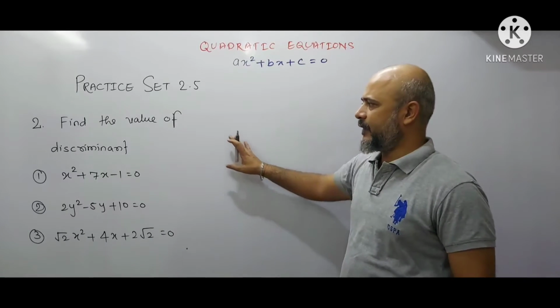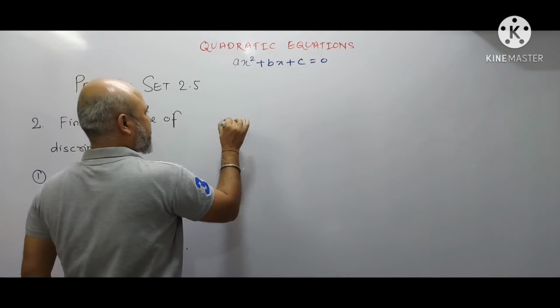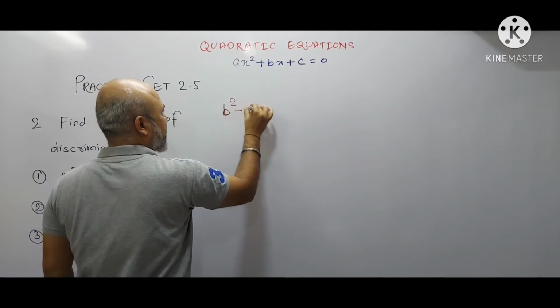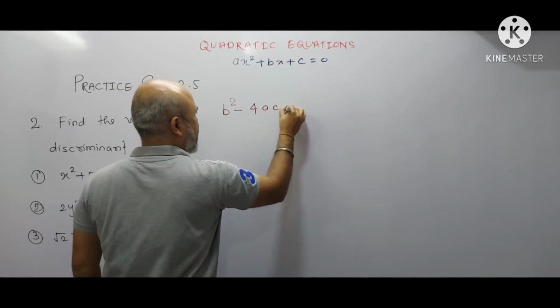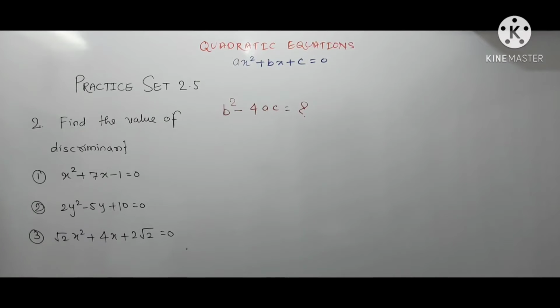Second question is find the value of discriminant. So what is the value of discriminant? That is b square minus 4ac. You have to calculate the value of discriminant, b square minus 4ac.